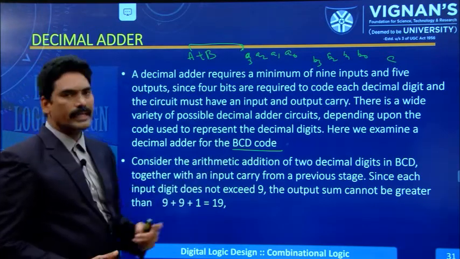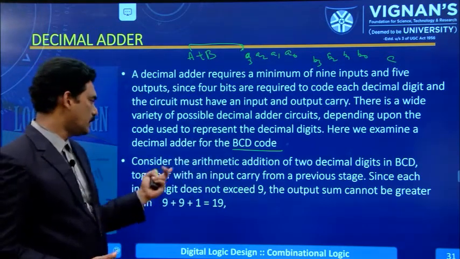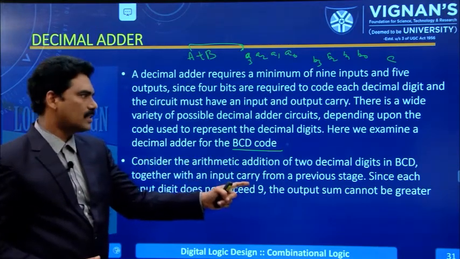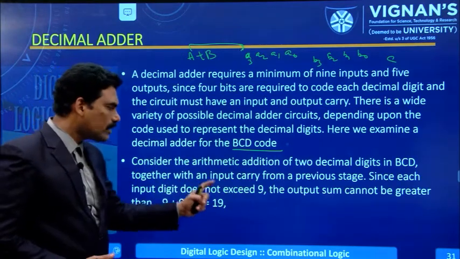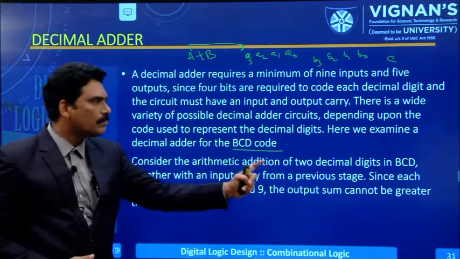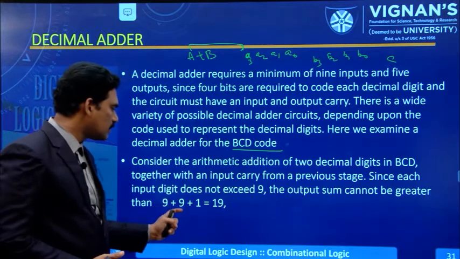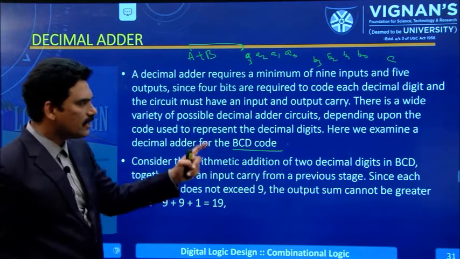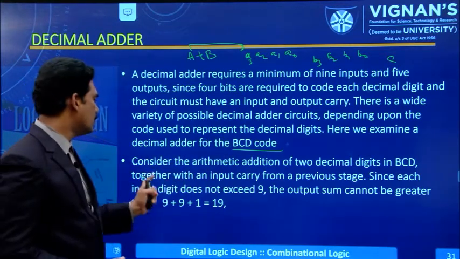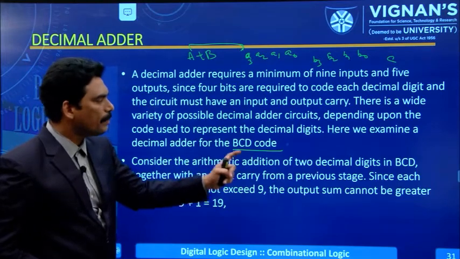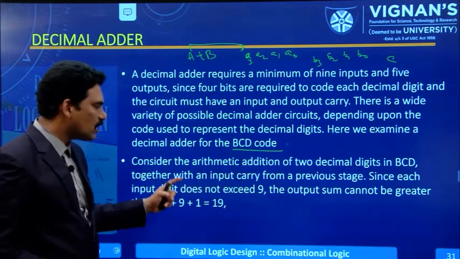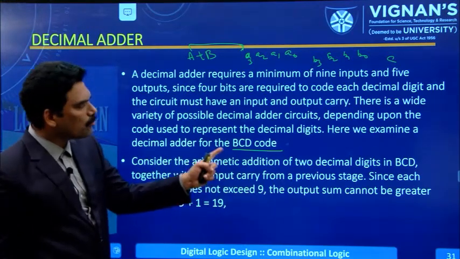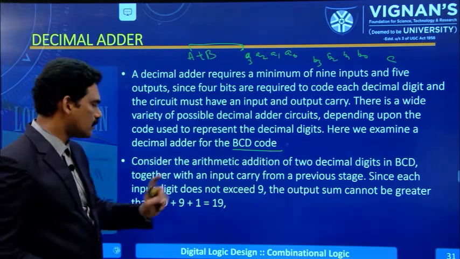Consider the arithmetic addition of two decimal digits in BCD together with an input carry from a previous stage. Since each input digit does not exceed 9, the output sum cannot be greater than 9 plus 9 plus 1.